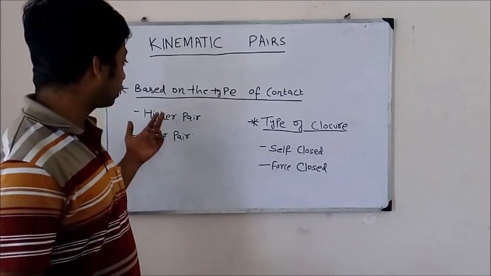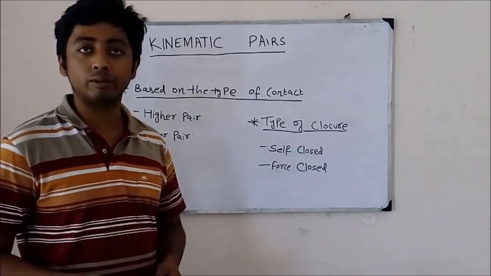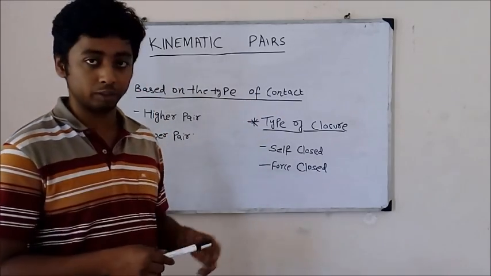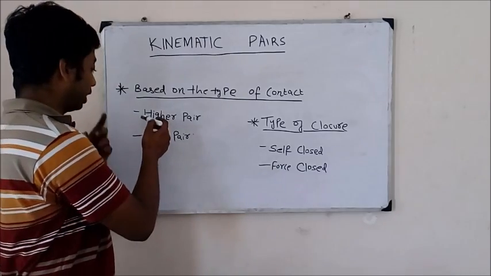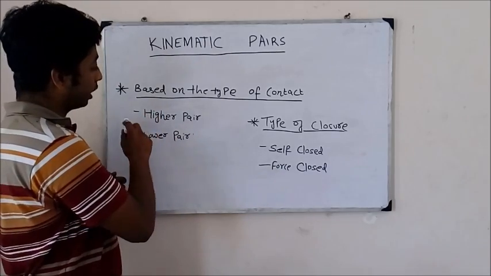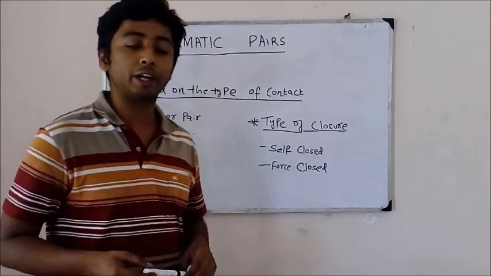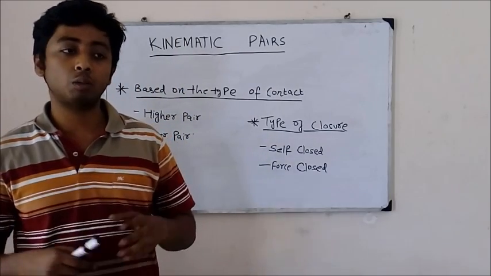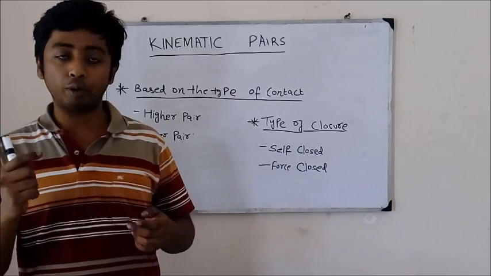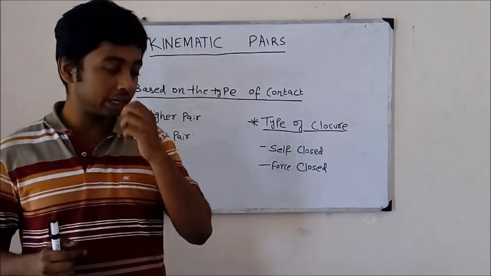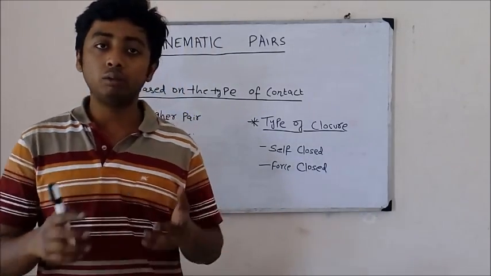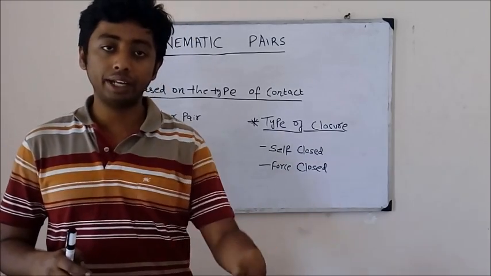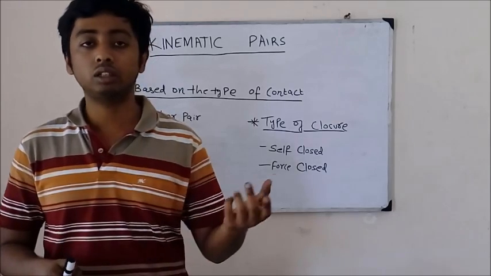So guys, let's move on to another type of classification of kinematic pairs. Now we classify the kinematic pairs based on the type of contact between them. It is basically classified into two broad categories: higher pair and lower pair. So what's a higher pair? A higher pair is a kinematic pair wherein both the links have only a line or a point contact between them. For example, if a wheel is rolling on the ground, at any moment of its contact, only a line is in contact between them. So it's a higher pair.